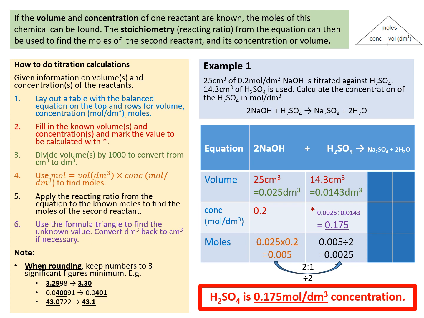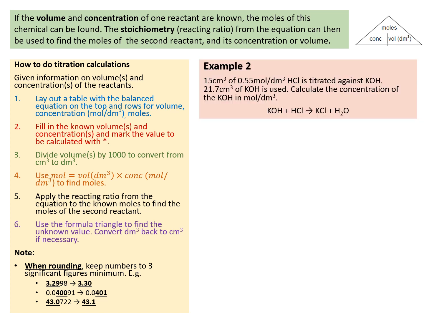Right, let's have a look at a couple of additional examples then. So, example 2, we've got 15 centimeters cubed of 0.55 mole per decimeter cubed HCl titrated against KOH, potassium hydroxide. 21.7 centimeters cubed of potassium hydroxide is used. Calculate the concentration of potassium hydroxide in moles per decimeter cubed.